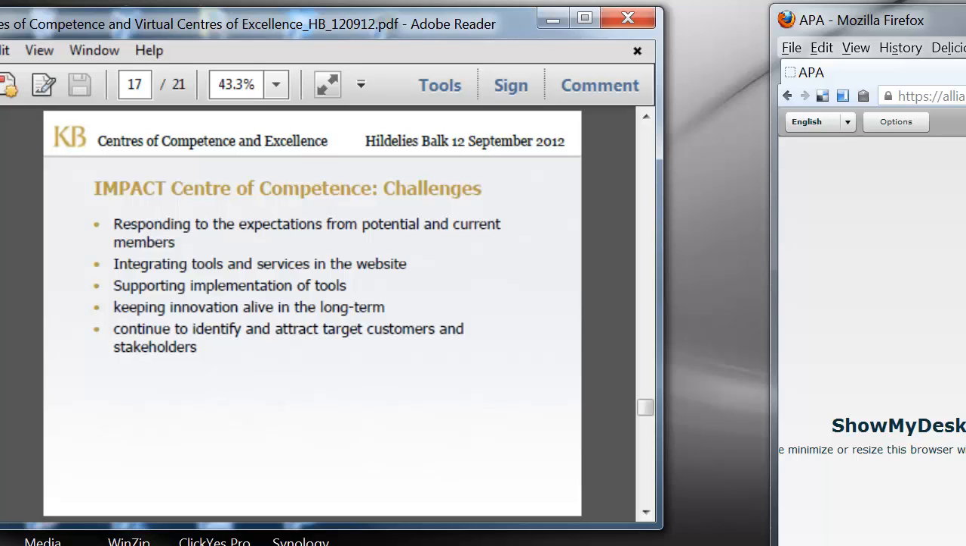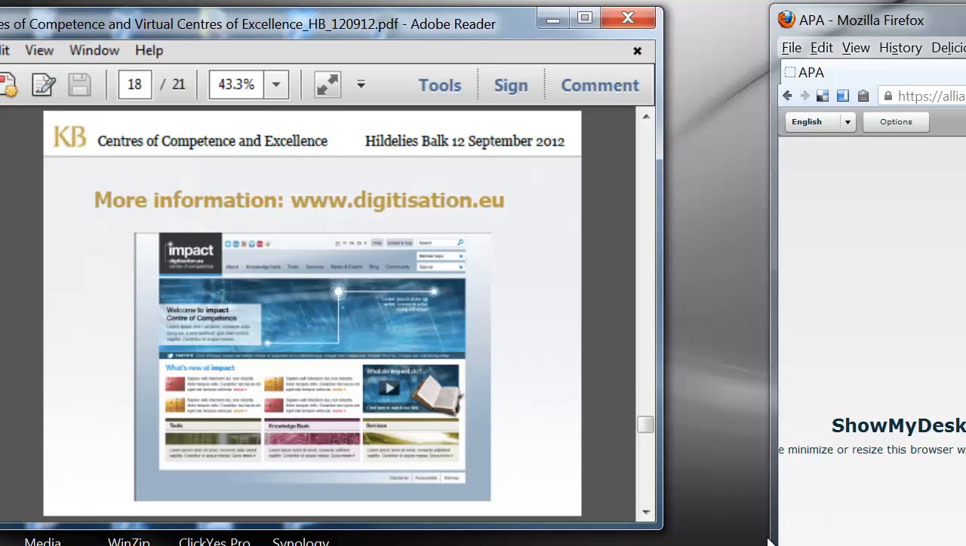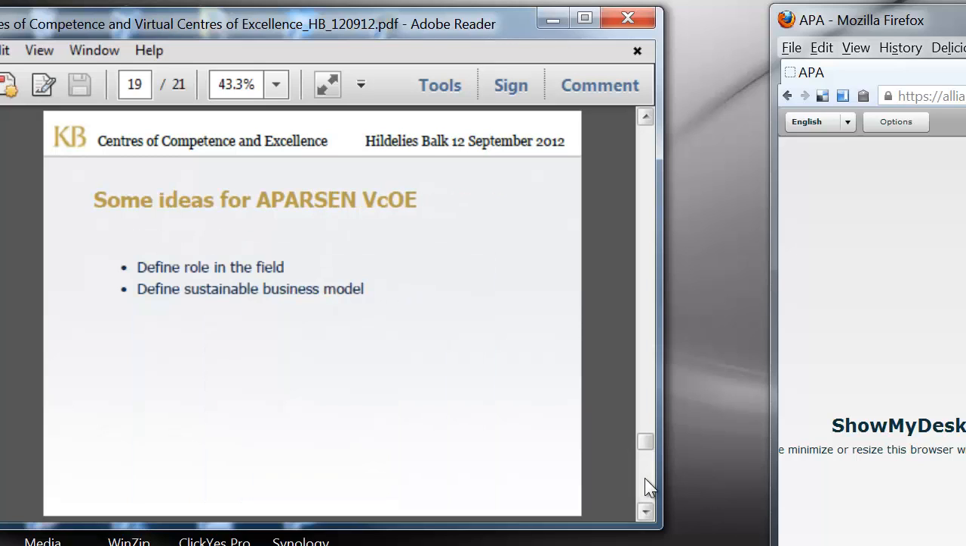Challenges are, well, we think challenges are responding to the expectations of our potential and current members. It's always a big challenge for all these centers. Integrating tools and services in the website, well, that's always harder than you think. Supporting the implementation of tools in organizations, we will always have to find the experts for that. Keeping innovation alive in the long term and continuing to identify and attract target customers and stakeholders. These are our biggest challenges at the moment, I would say.